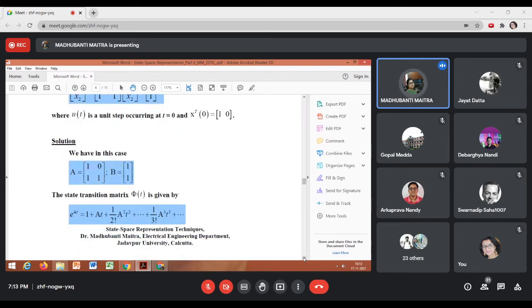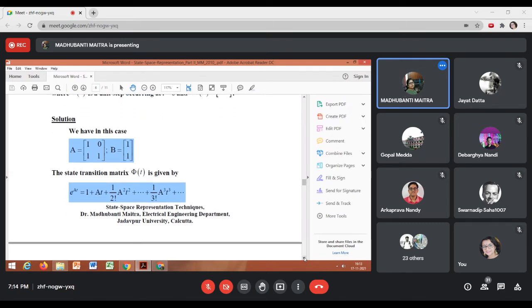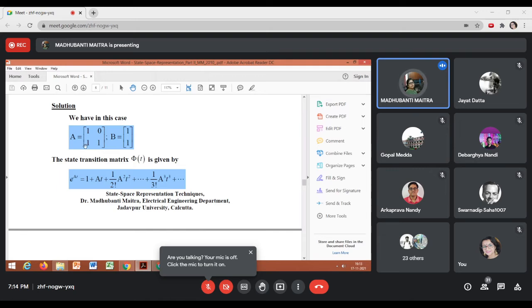for finding the state transition matrix, please don't follow this particular method. This method may not converge. Most of the time, if you apply this method, the series will not converge, or you will not be able to anticipate which particular series it is. For this particular example, yes, to some extent we can anticipate the nature of the series.